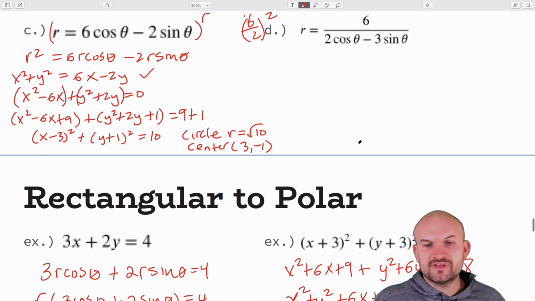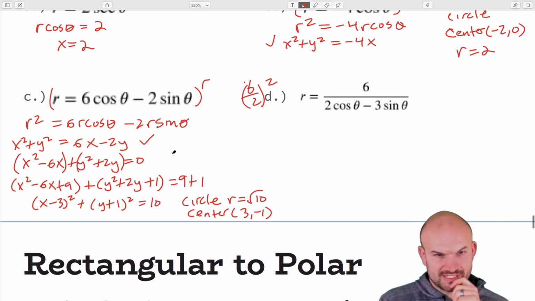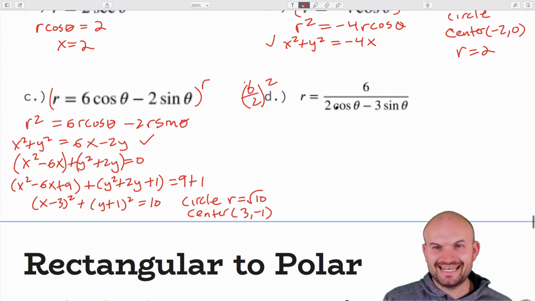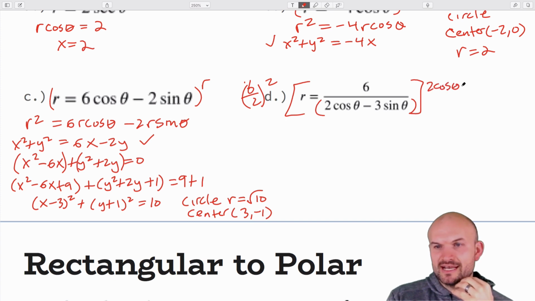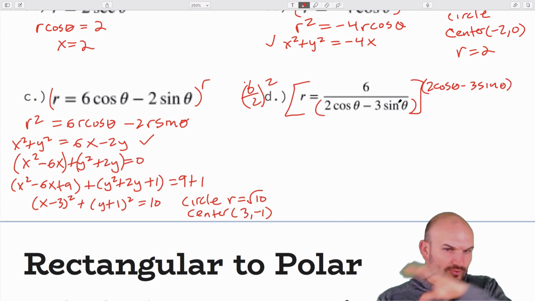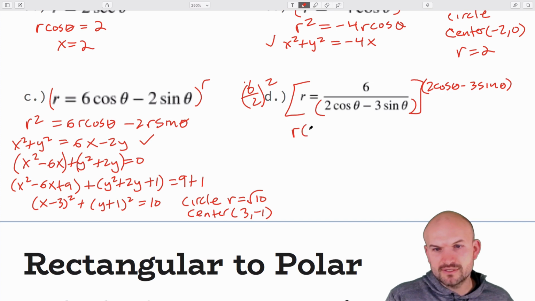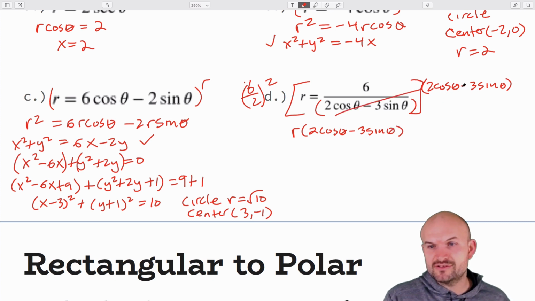Okay. For the next example, this looks a little interesting here. Well, I figure if I'm going to want to convert this, I'm going to want to get this off the denominator. So what I'm going to do is multiply both sides by 2 cosine of theta minus 3 sine of theta. Okay, so I'm just going to multiply the whole equation there. So then what I'll have is r times 2 cosine of theta minus 3 sine of theta on the left-hand side. And on the right-hand side, those will now divide out, right? So therefore, I'll just be left with 6.